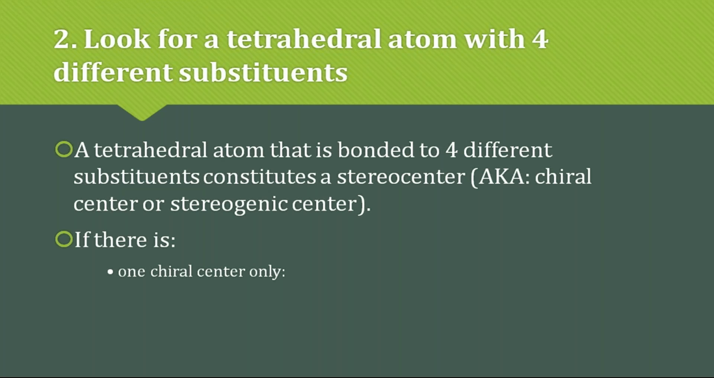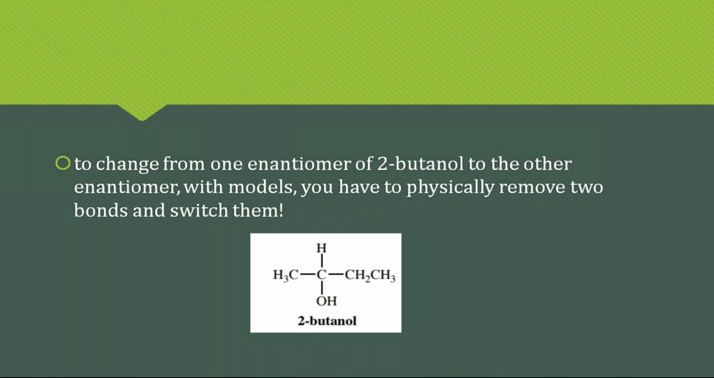Then look for a tetrahedral atom with 4 different substituents. A tetrahedral atom that is bonded to 4 different substituents constitutes a stereocenter. It is called a chiral center or stereogenic center. So if there is only one chiral center, can you see here 2-butanol? 2-butanol has 4 different atoms.